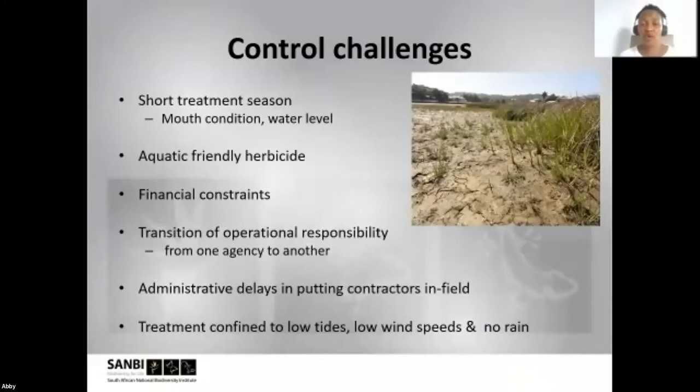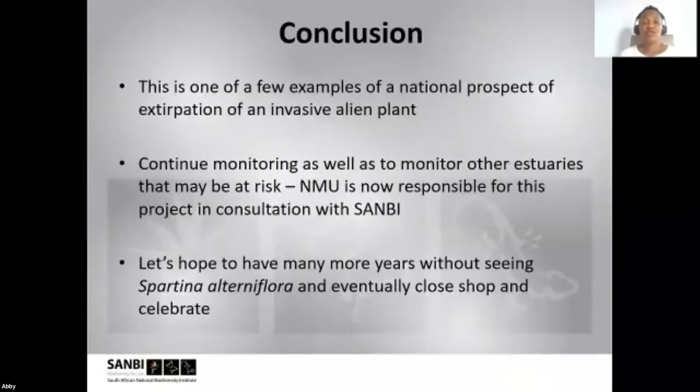There were challenges as well, but I'm not going to go through them due to time. So in conclusion, this is one of the few examples of a national prospect of extirpation of an invasive alien plant. We're going to continue monitoring as well as check other estuaries that may be at risk. NMU is now responsible for this project in consultation with SANBI, of course. So let's hope to have many more years without seeing Spartina alterniflora, and eventually we can close shop and celebrate. Thank you so much.